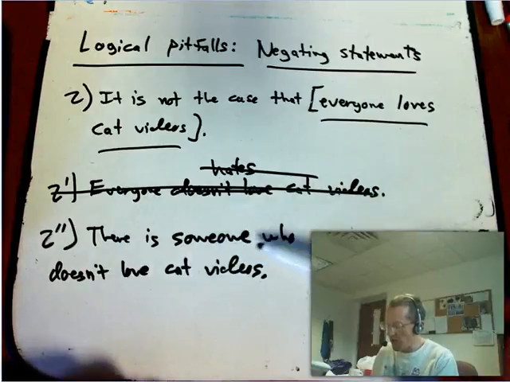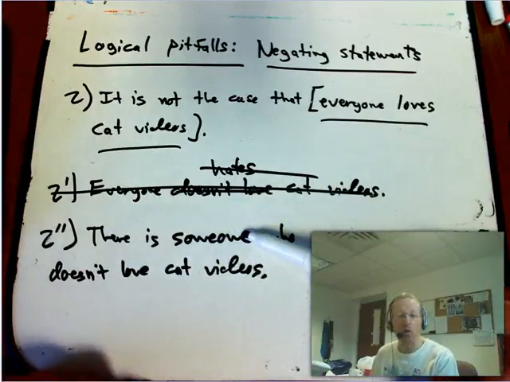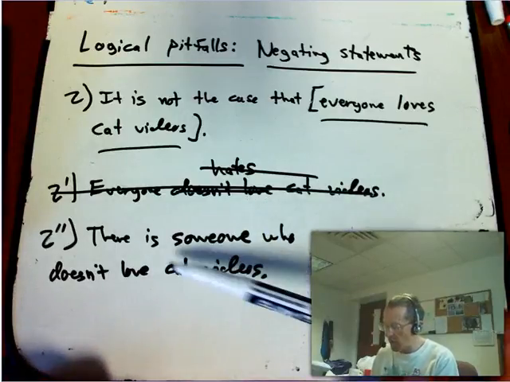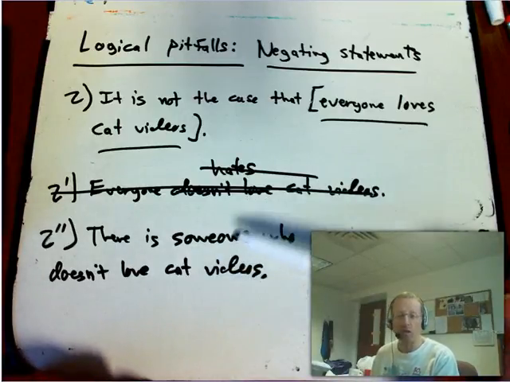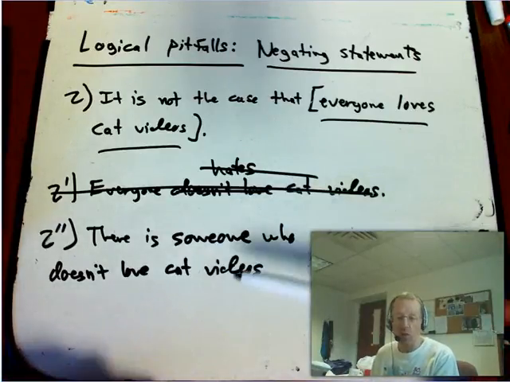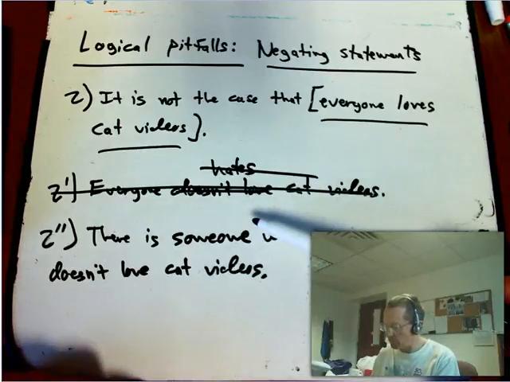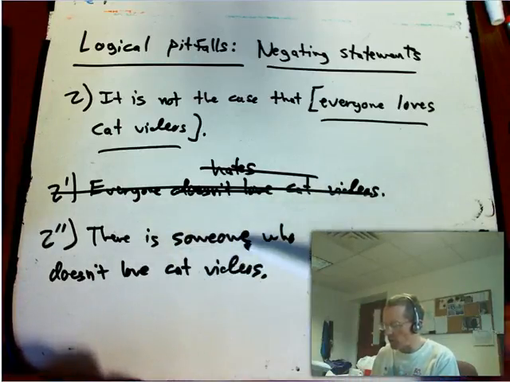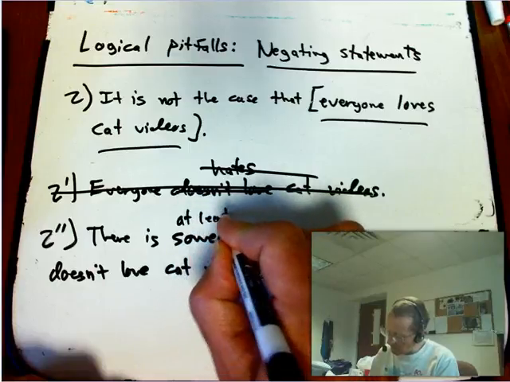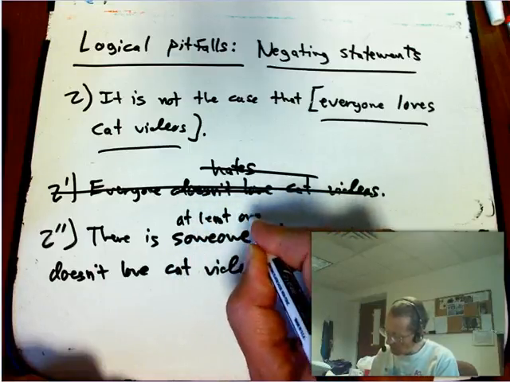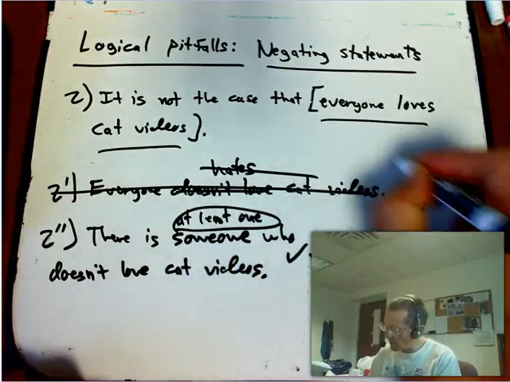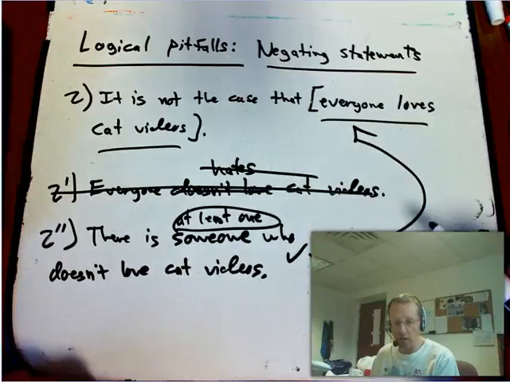Now, we still have to deal with a little bit of a natural language thing. You might interpret this as a statement, there is exactly one person who doesn't love cat videos. That's not the mathematical interpretation of this. This says there is someone, and there might be another, and another, and another. There might be many. In fact, it might actually be true that everyone hates cat videos, that nobody loves them. But the there is someone just means there's at least one. So we could say at least one person. That is the correct negation of the original statement, everyone loves cat videos.